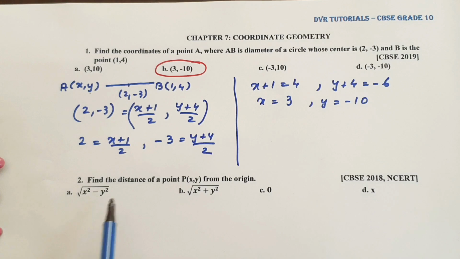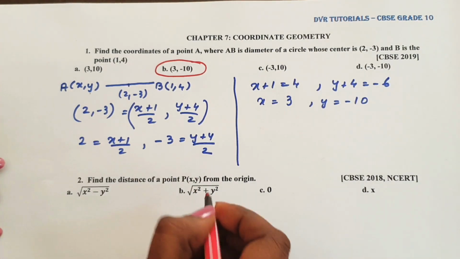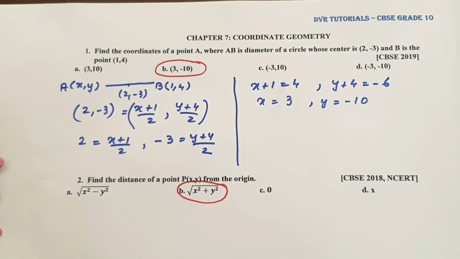Now find the distance of a point P of x, y from the origin. We already discussed. By now you should be knowing that. Don't sit and calculate anything. Directly circle root of x square plus y square.